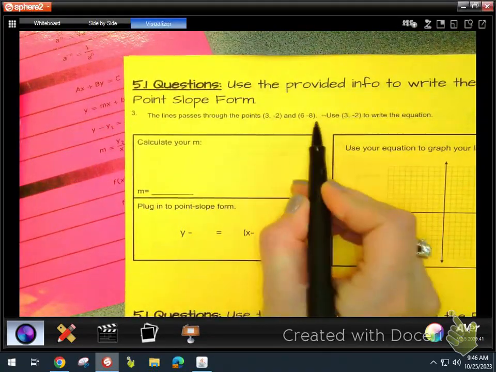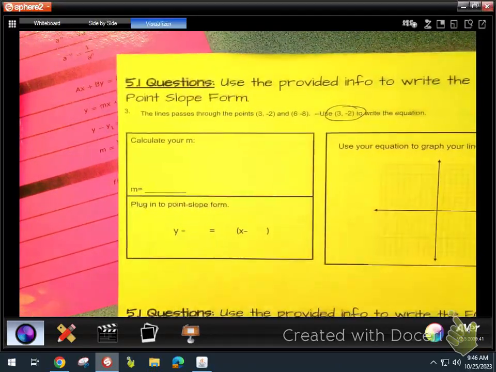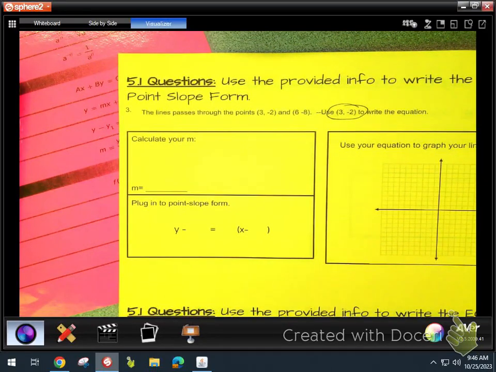And then some of these, if you look at number 3, it gives you 2 points that you need to use to calculate your slope, but then it gives you a point to use in your equation, so use that one. Okay. Which one do we plot? Which one do you plot? With this one, you plot those both. You have 2, you can make your line.